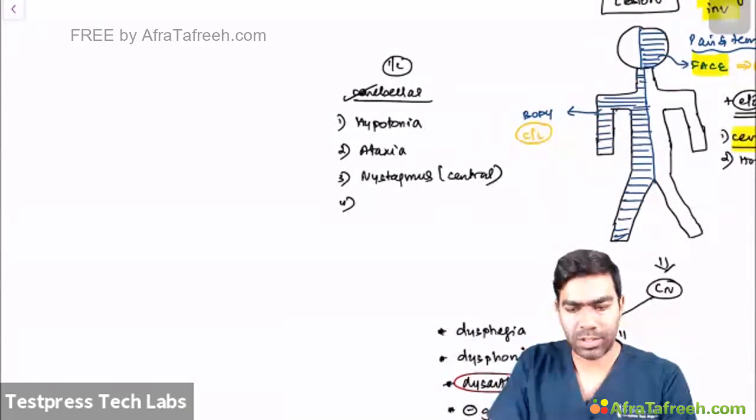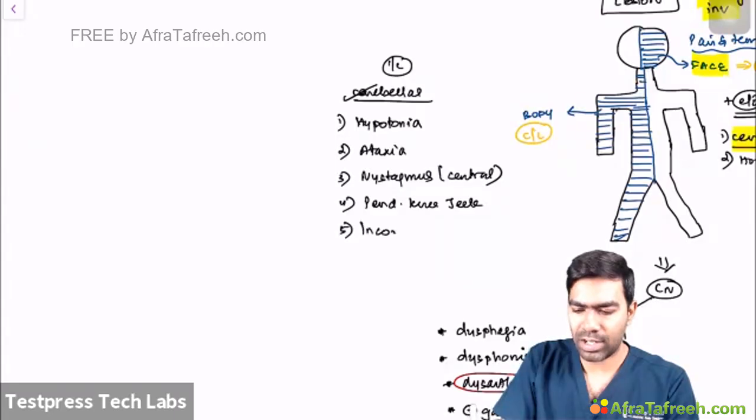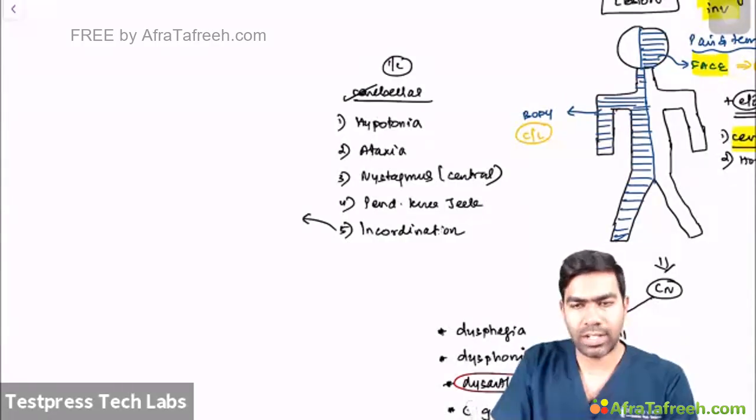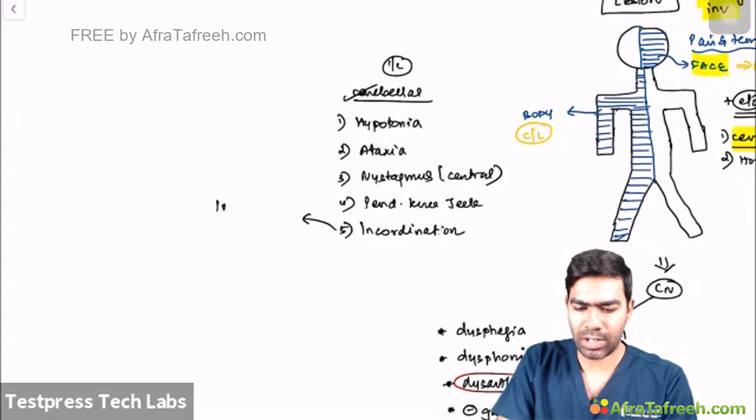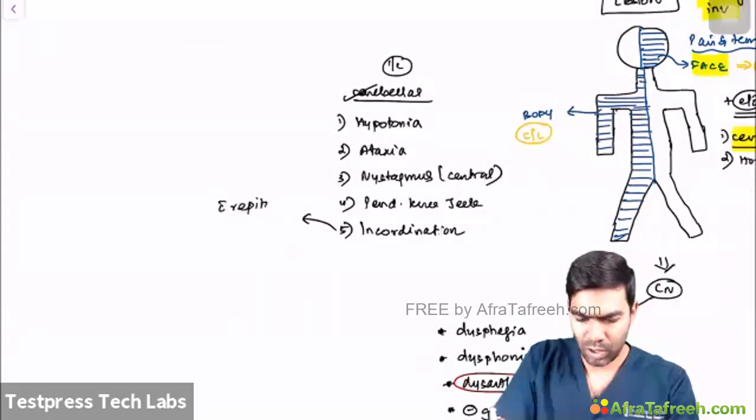So nystagmus, then I can get a type of knee jerk called pendular knee jerk. And patients will have significant incoordination because the cerebellum is important for coordination. So incoordination in the sense of poor coordination with repetitive movements. You know how to check these repetitive movements, isn't it?